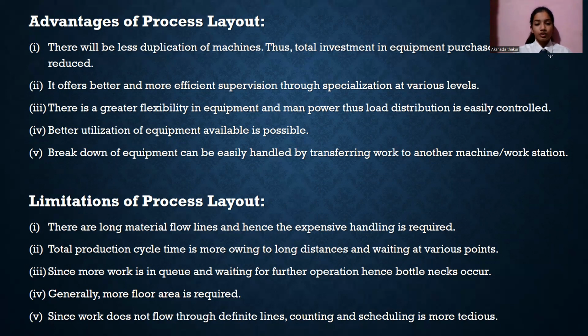There are some limitations also. There are long material flow lines and hence expensive handling is required. Total production cycle time is more owing to long distance and waiting at various points. Since more work is in queue and waiting for further operations, bottlenecks occur. Generally, more floor area is required. Since work does not flow through defined lines, counting and scheduling is more tedious.